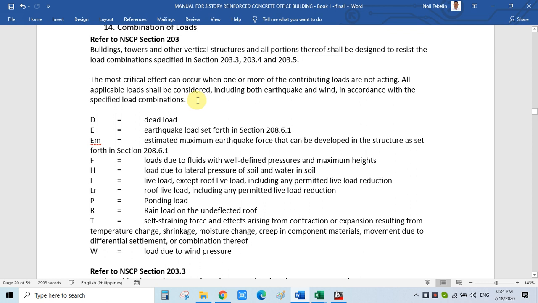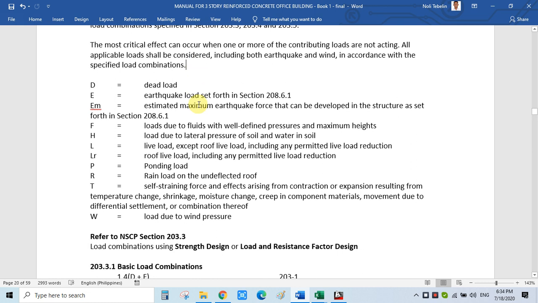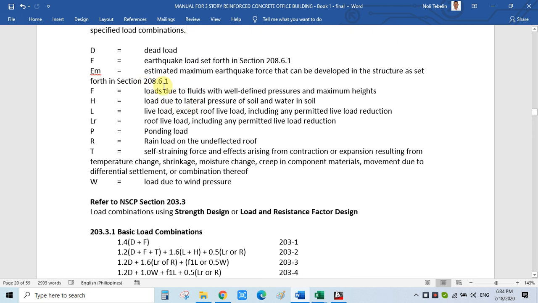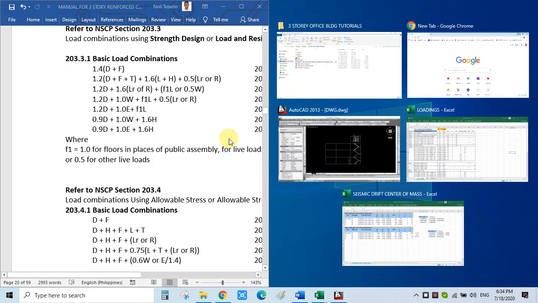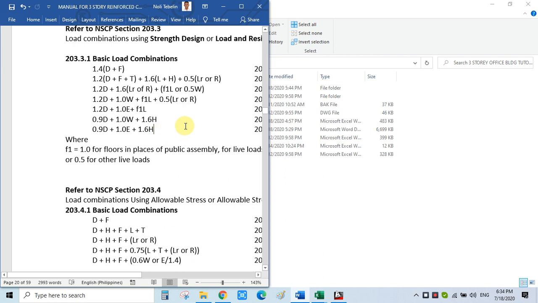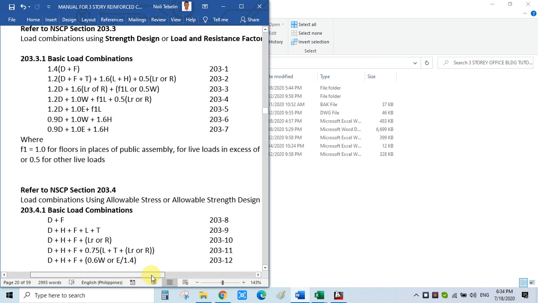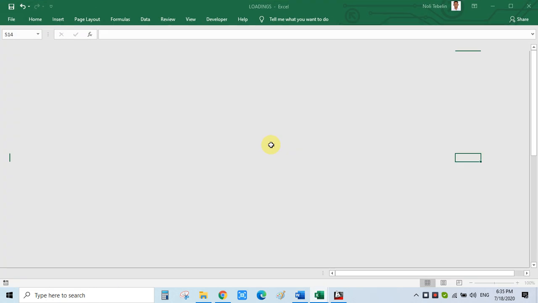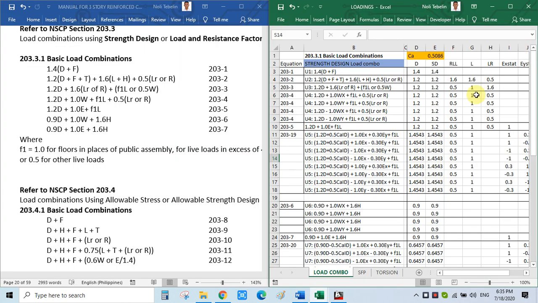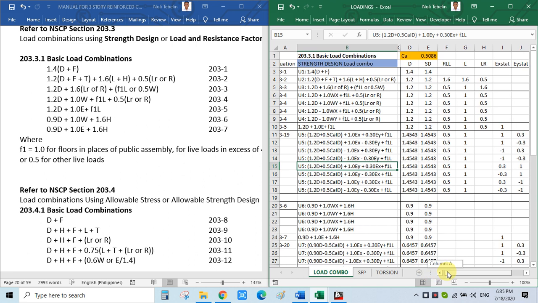So paano siya gawin sa ETABS? So ito, meron ako ng Excel dito. PM na lang sa gusto nitong Excel na to. So ito siya. Suppose I have this equation. So dito muna tayo sa strength design.